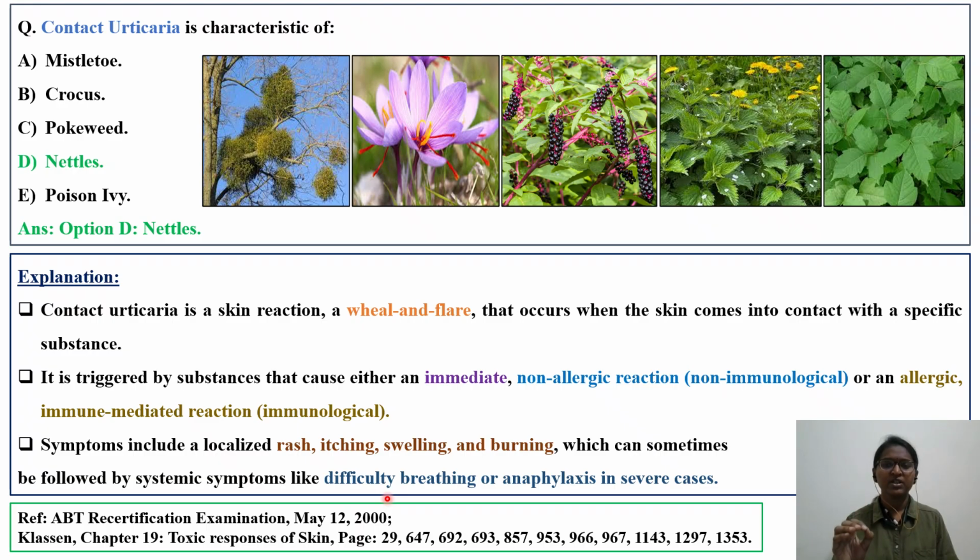Along with this topic of contact urticaria, we will be reading particularly Lesson chapter 19, toxic responses of the skin. You have to read all these pages in the textbook where the word contact urticaria has come across. So read all these important pages, 29. I have listed all the pages so that it will be very useful at the time of your exam. But specifically, we will concentrate on page numbers 966 and 967 in this particular video.